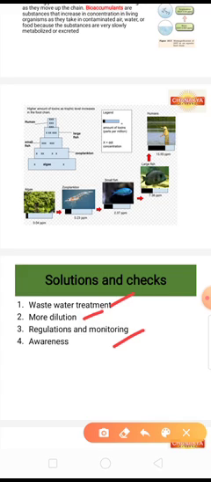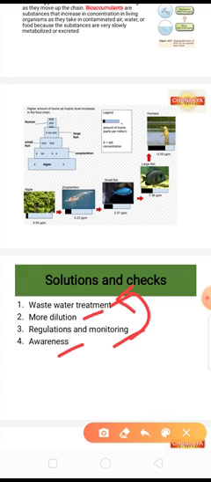Then the solution will be regulation and monitoring. That is, regular checking and monitoring should be there of how much concentration of wastewater we are pouring daily into seas or oceans. We have to check and monitor it. If the concentration we are pouring into sea and ocean is high, then we have to treat that water first before putting it into rivers and seas. If the concentration is very dilute, then we can directly pour it.